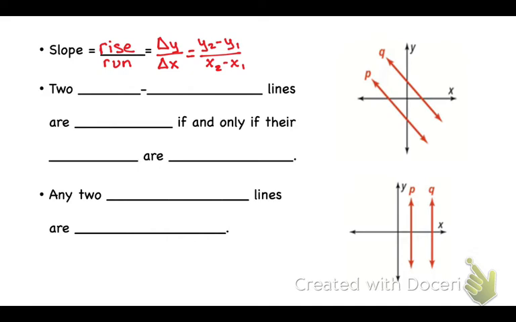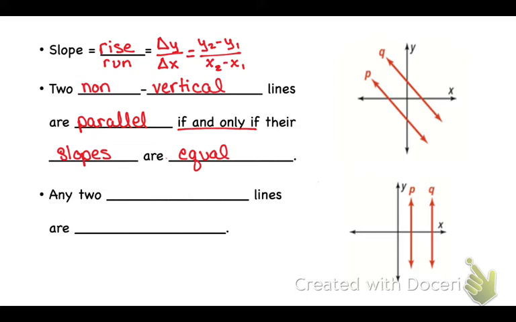Okay, so two non-vertical lines are parallel if and only if their slopes are equal. What does equal mean? They're what? The same.